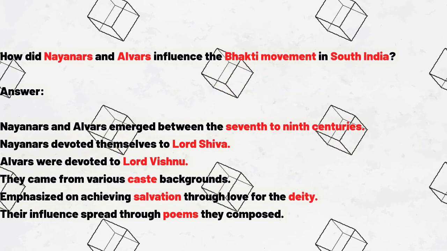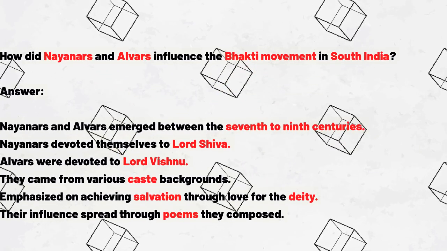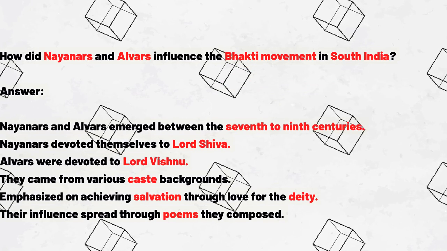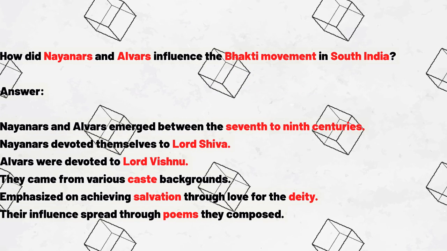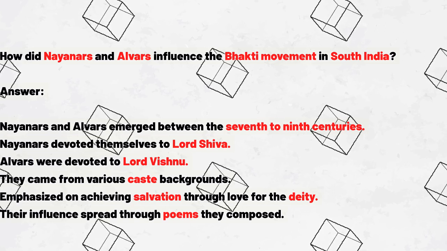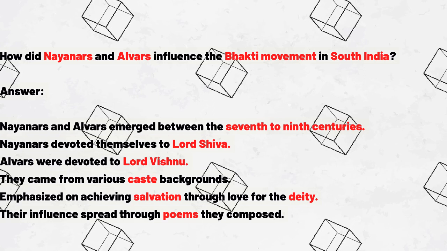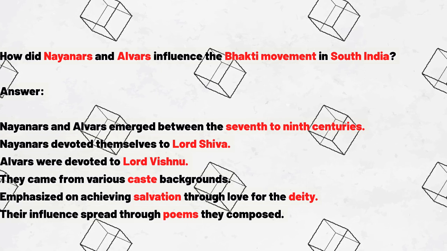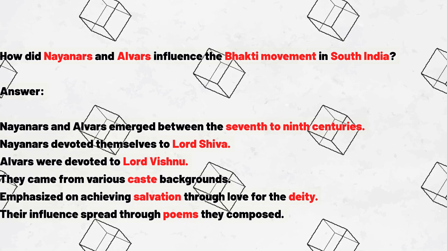How did Nayanars and Alwars influence the Bhakti movement in South India? Answer. Nayanars and Alwars emerged between the 7th to 9th centuries. Nayanars devoted themselves to Lord Shiva. Alwars were devoted to Lord Vishnu. They came from various caste backgrounds and emphasized achieving salvation through love for the deity. Their influence spread through poems they composed.